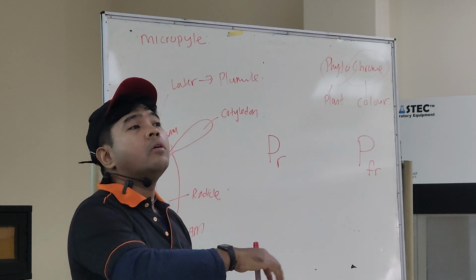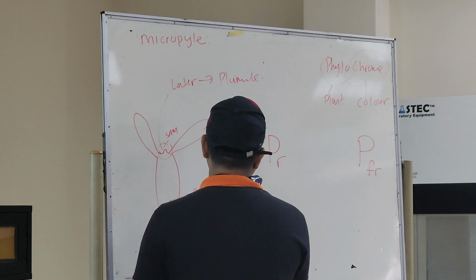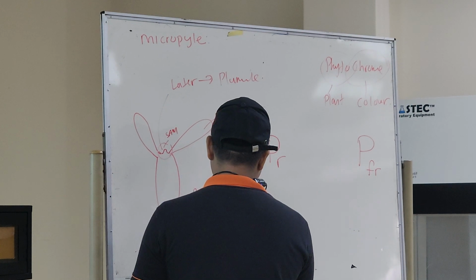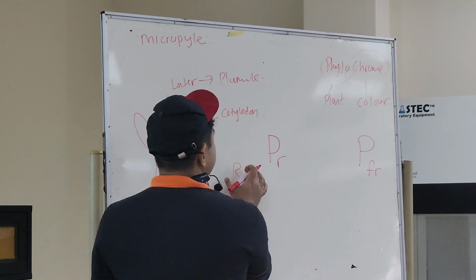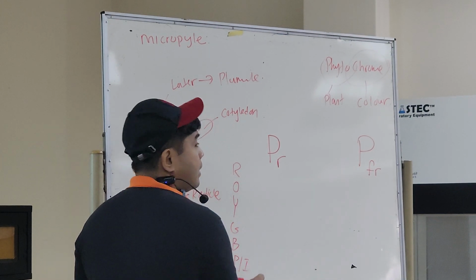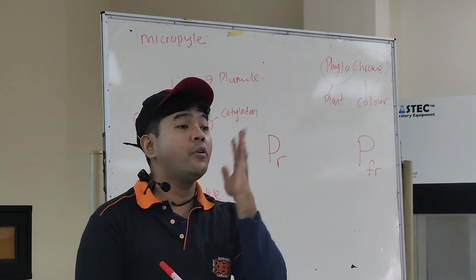Okay? You know your rainbow? Rainbow has colors, right? What's the color of rainbow? Red, orange, yellow, green, blue, purple. So this color is the qualitative assessment based on your eyes.